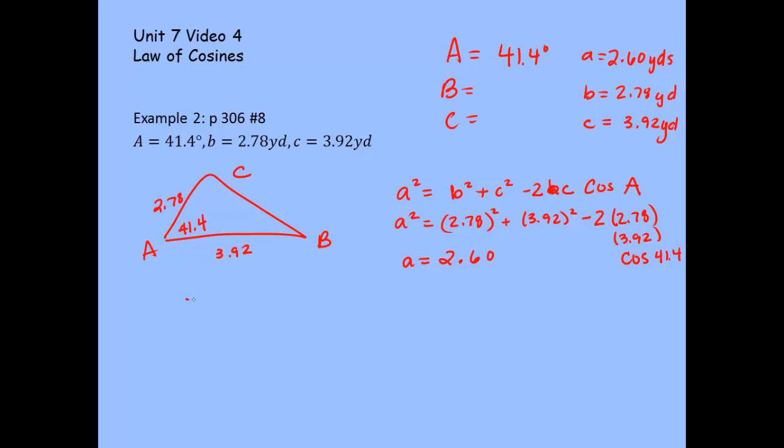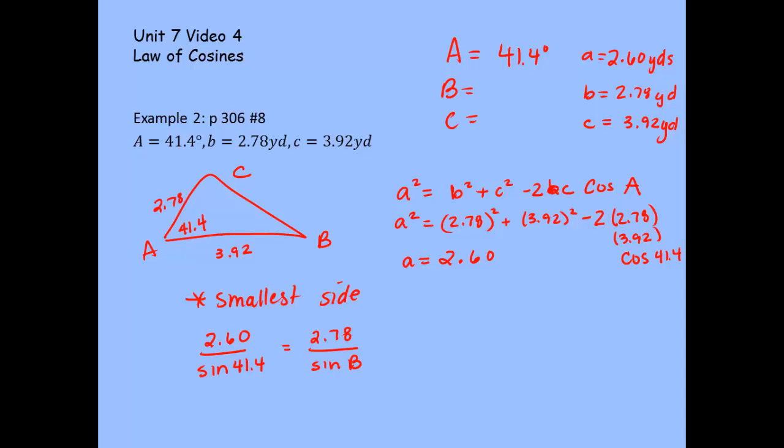Okay, the next thing I'm going to do is go to the smallest side or the smallest angle, and I will find that one next. So that means I'm finding angle B next. So I'm going to take the 2.60 over the sine of 41.4, my given information, will equal 2.78 over the sine of angle B.